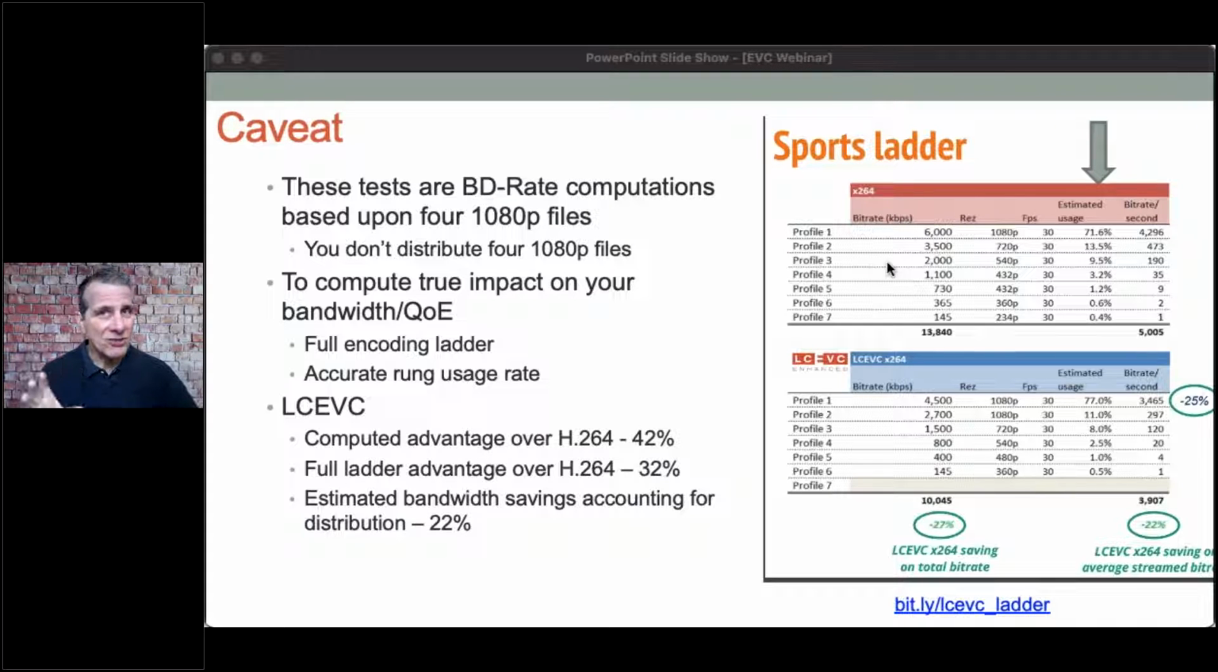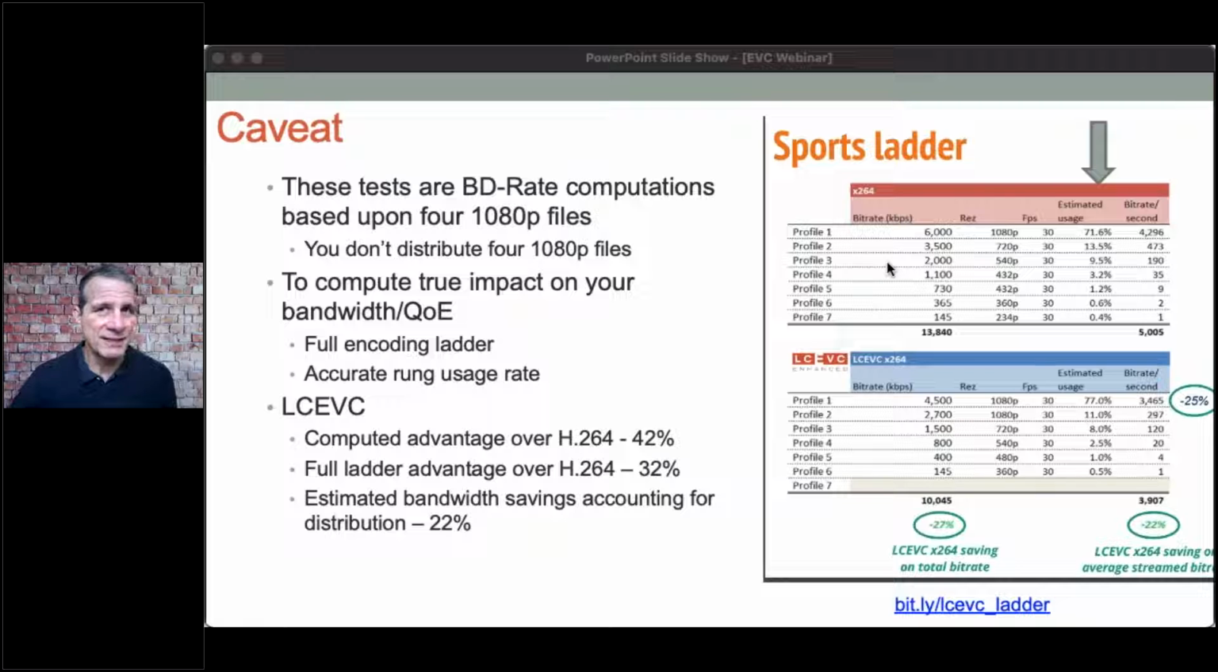So again, all the numbers that I talked about before are BD rate stats, and in order to use those to estimate your real savings, you've got to translate those into real encoding ladders and then apply your distribution patterns, which rungs of your ladders are being retrieved. Otherwise, the numbers will have very little correlation with what your actual savings will be.